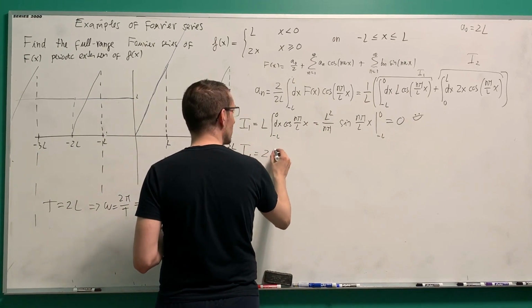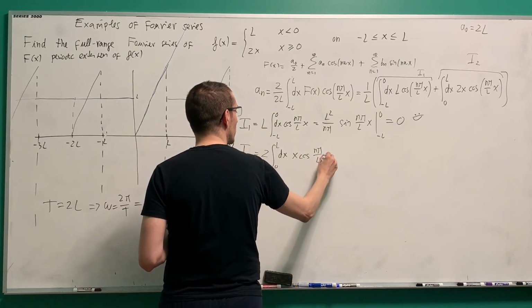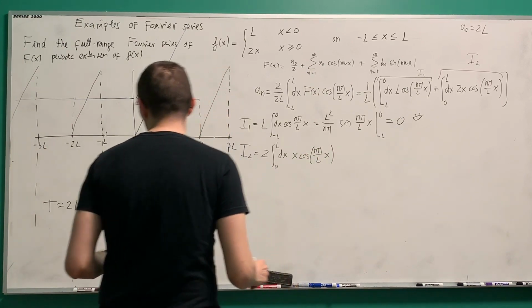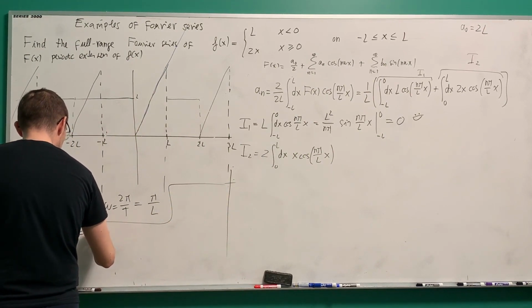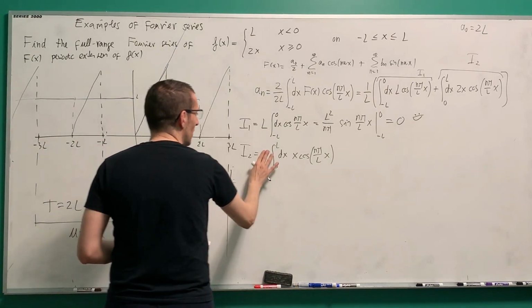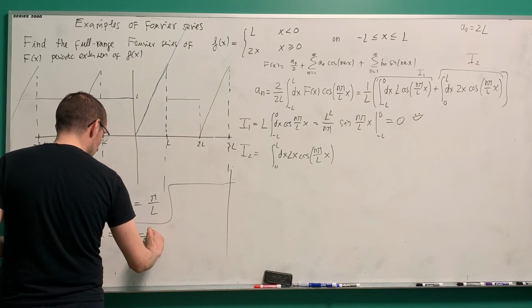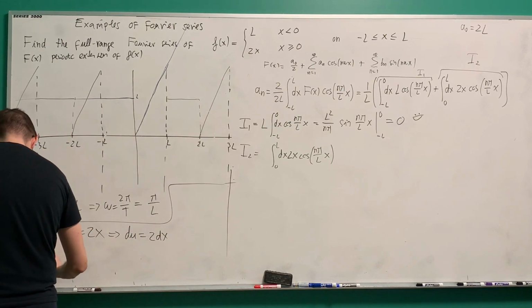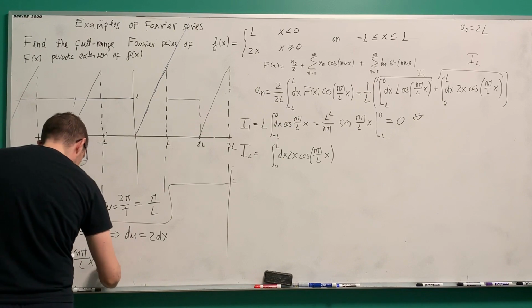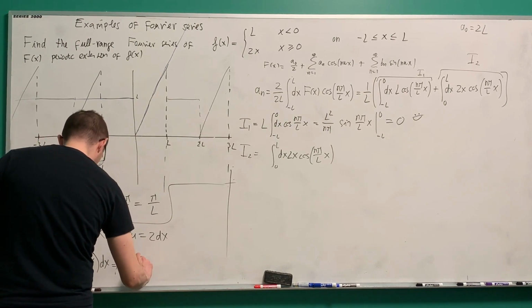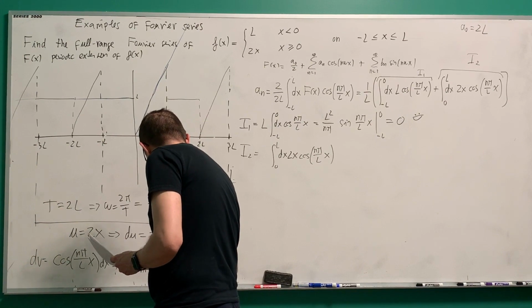So let's do I2. I2 is, I take the 2 out, twice the integral from 0 to L dx x cosine n pi over L x. This is a very simple by parts integral. So let me write the by parts on this side of the board. All right, u, in this case, I can call it 2x. It doesn't matter really. So du is just 2 dx. And then dv is equal to the cosine of n pi over L x dx, which means upon integration that v is equal to L over n pi sine n pi over L x.